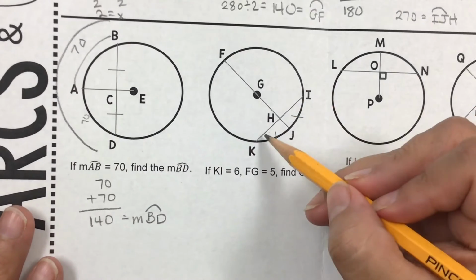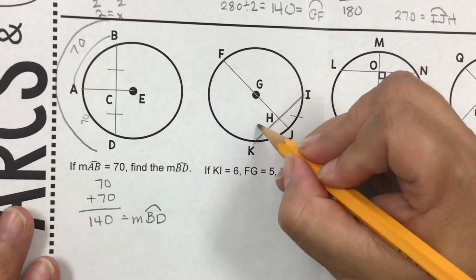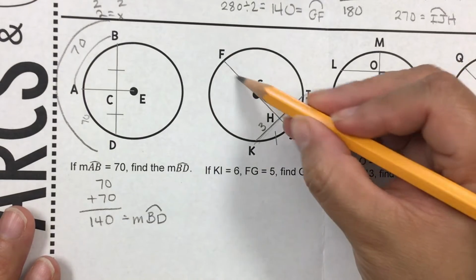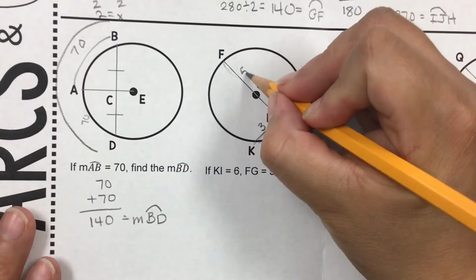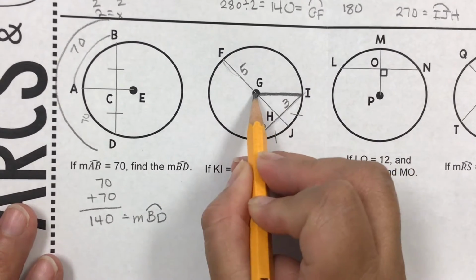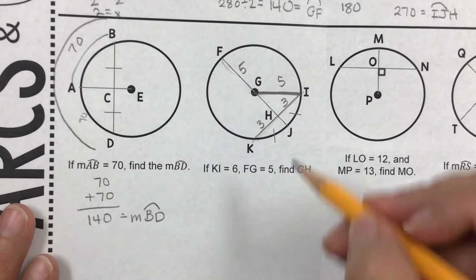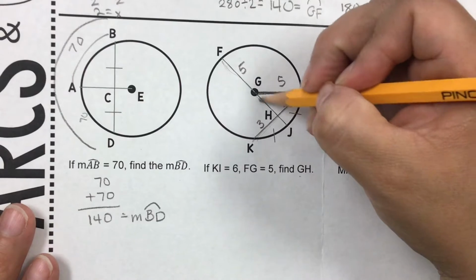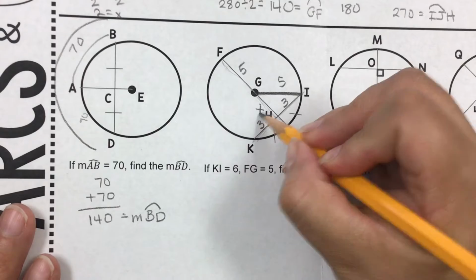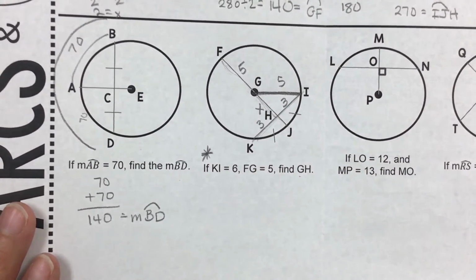It gives me the KI, that's the whole length right here, is 6. That means this is 3 and this is 3. And they tell me that FG is 5. And this is where I told you that you would have to create a radius that also equals 5. Why does that matter? It wants the measurement GH, this one right here, which is not a radius, it's a little bit less than that, so we're going to call it X. There's a problem like this on your homework and on your test.